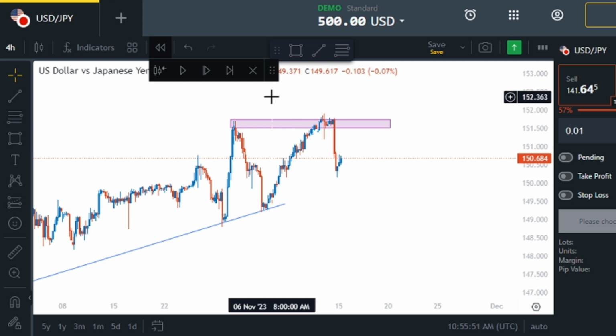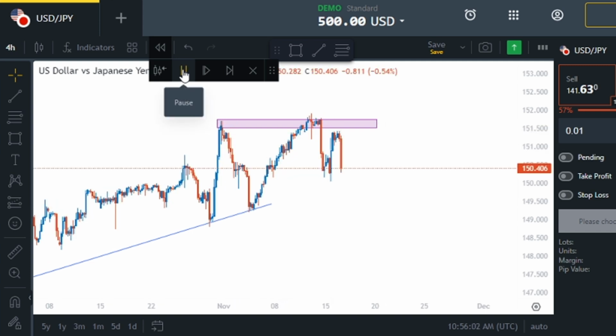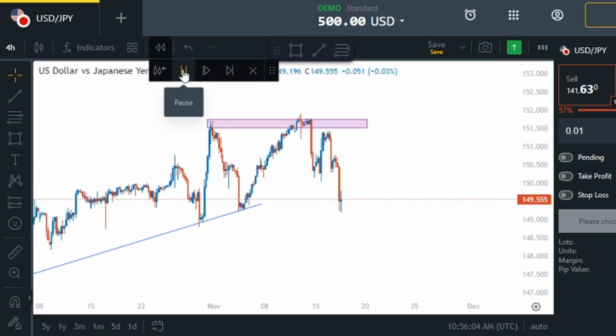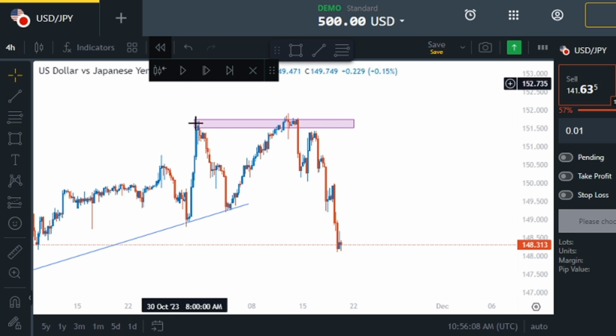So I just have to wait. At this point, I'm not doing anything because I do not know the direction of the market again, because it has not created a higher high. So at this point, we all can see that this low has been broken.